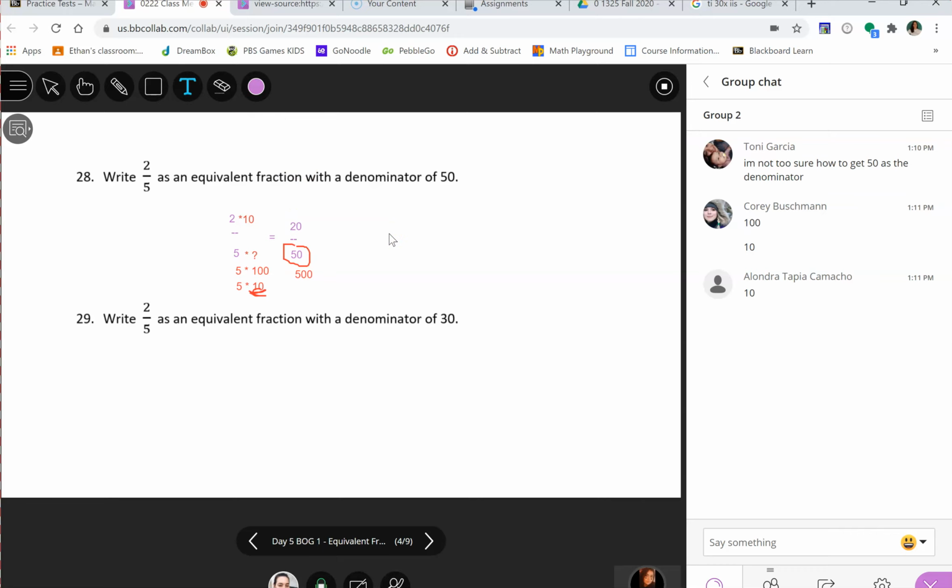And let's see if it'll let me write that now. So 2 out of 5 is the same as 20 out of 50. And you can check yourself on the calculator. If I type this in my calculator and press enter, it's going to reduce it back down to that smaller fraction. Your calculator just can't go the other way. It can't take a simplified fraction and make it unsimplified.